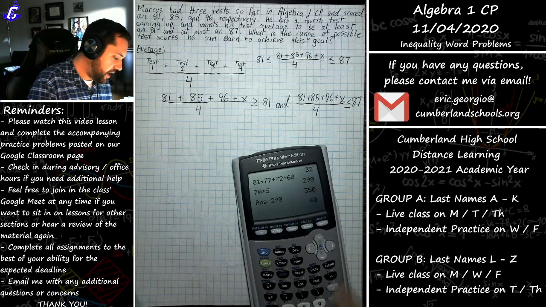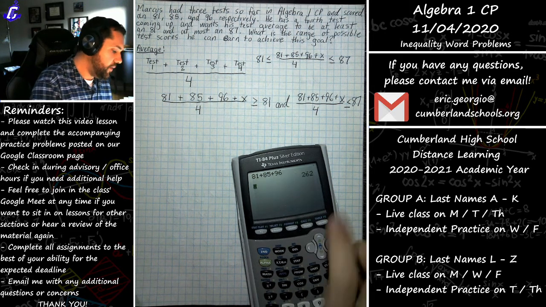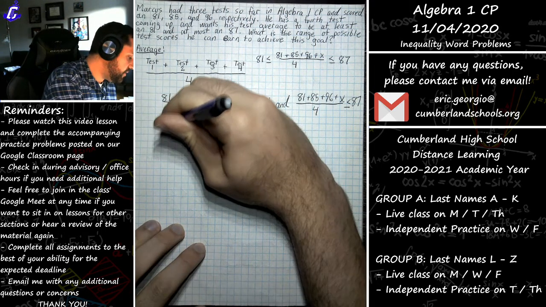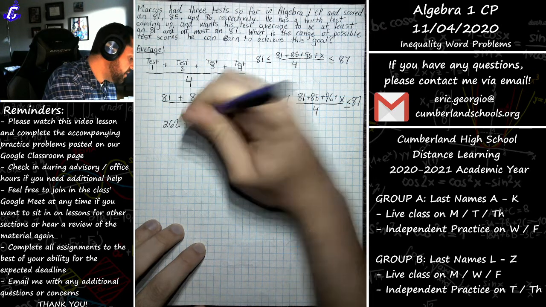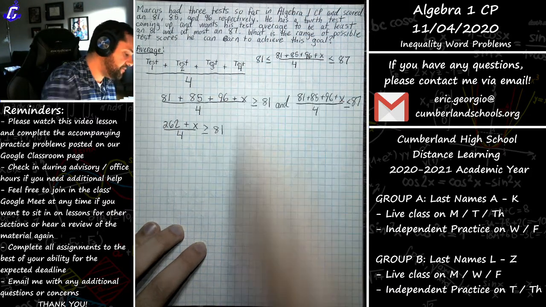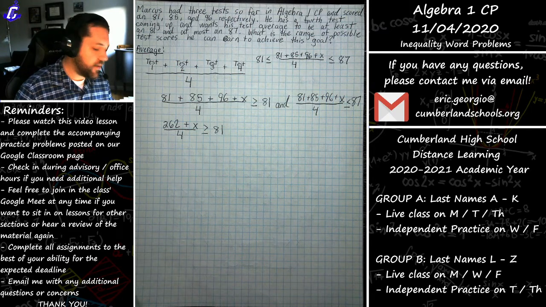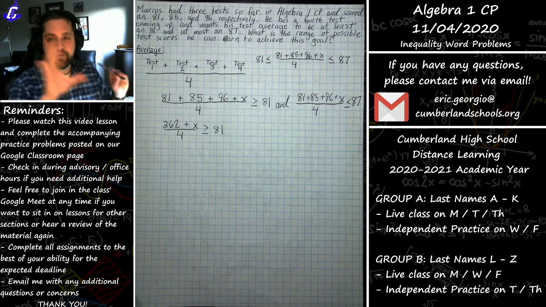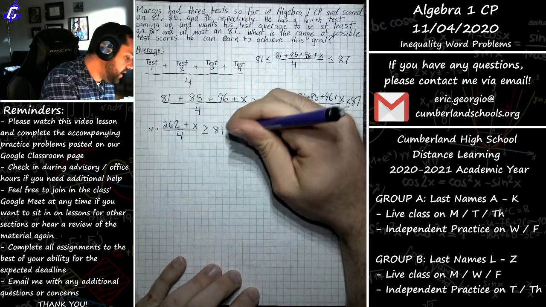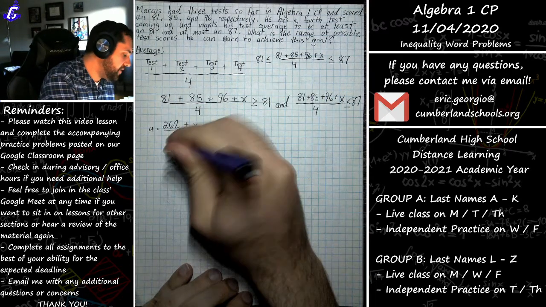In the numerator, we have 81 plus 85 plus 96. We would get 262. So let's simplify our work here. We get 262 plus x over 4 is greater than or equal to 81. In order to get at that 262 plus x, I need to get rid of that big old division by 4, and I do that by multiplying by 4 on both sides.